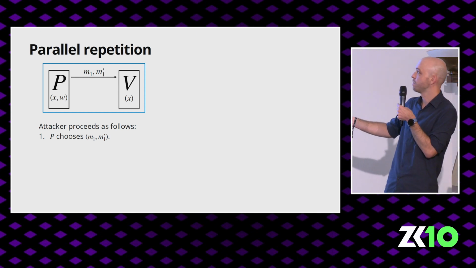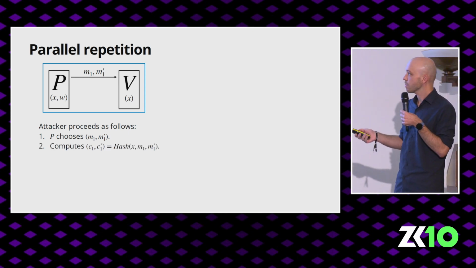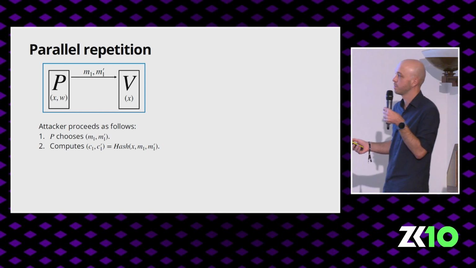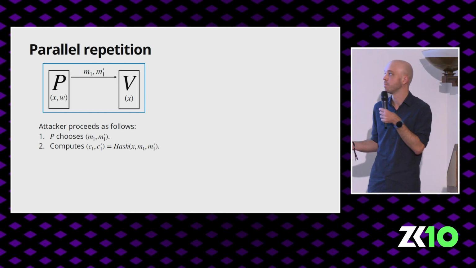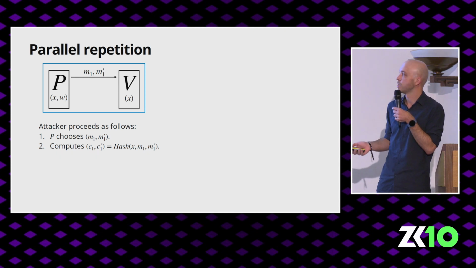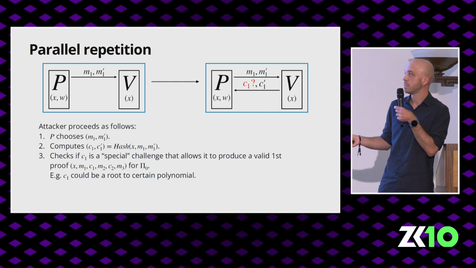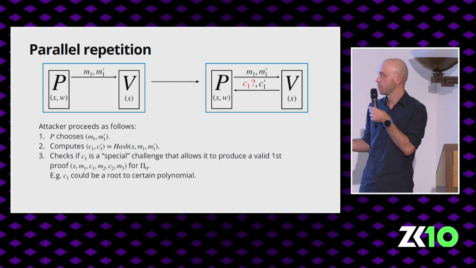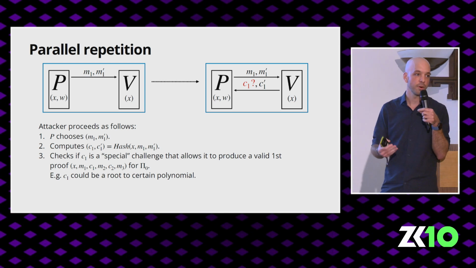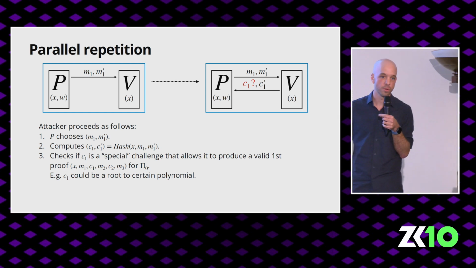Okay, so this V is just computing the hash of previous messages. So the attacker proceeds as follows. It chooses any two first messages, M1 and M1 prime, and it computes the challenges by hashing the previous messages. And now comes the key point, which is it checks if the first component of the challenge is a special challenge that would allow the prover in the small protocol to break the protocol.